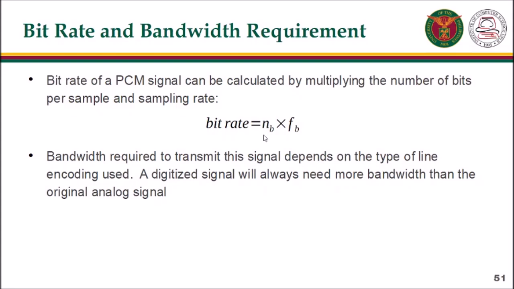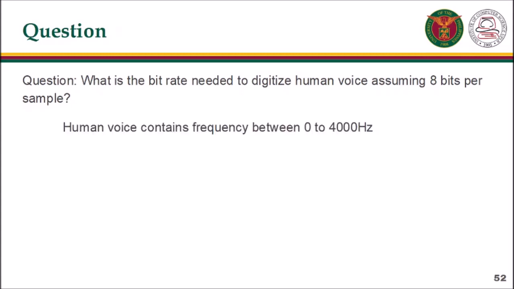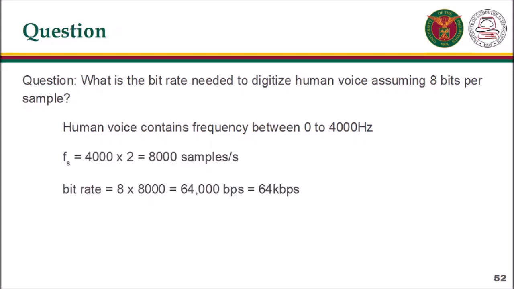Bandwidth required to transmit this signal depends on the type of line encoding used. A digitized signal will always need more bandwidth than the original analog signal. Question: what is the bit rate needed to digitize human voice assuming 8 bits per sample? Human voice contains frequency between 0 to 4000 Hz. Using the formula, we need 64 kilobits per second.